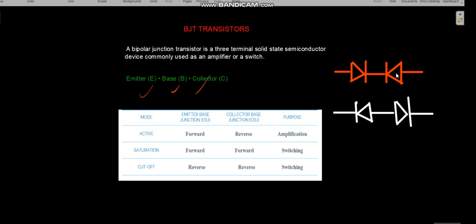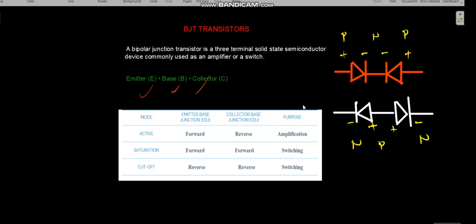You can see that I have two diodes here that are joined to each other back to back. At this side, this is the negative side, and this is the positive side. You join the negative sides, or you join the positive sides. This is known as the PNP transistor, and this is known as the NPN transistor. So that's what a transistor is.